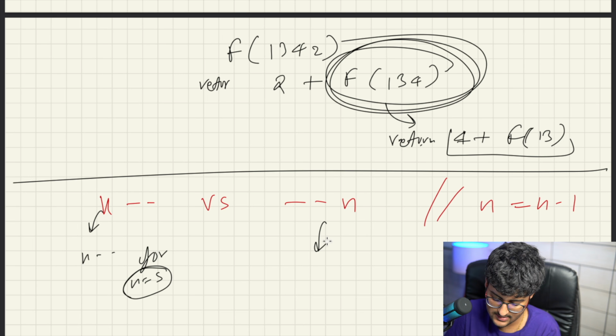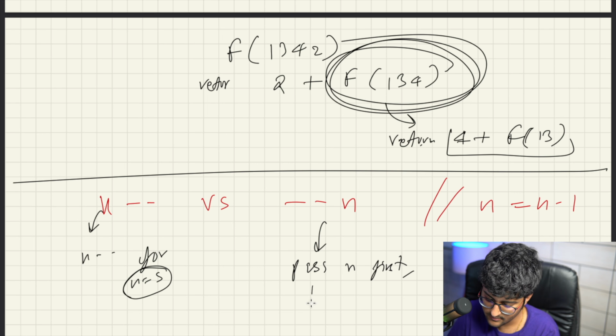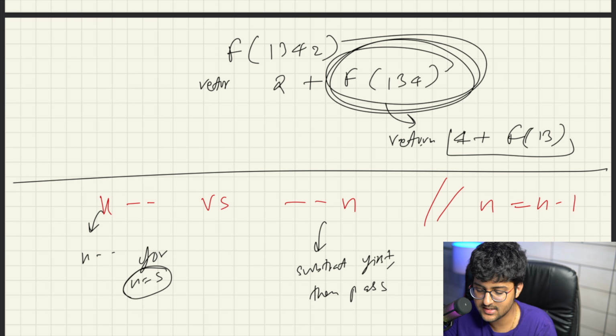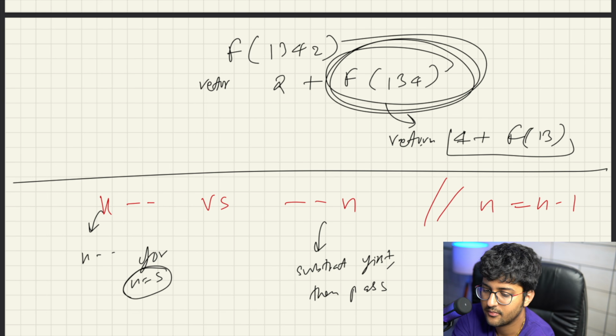And here, with --n, it's like subtract first and then pass the value of n. Subtract first, then pass. There was a basic concept I want you to know.